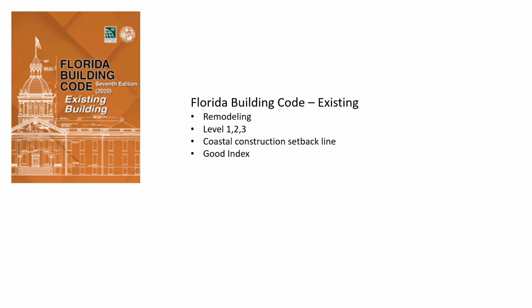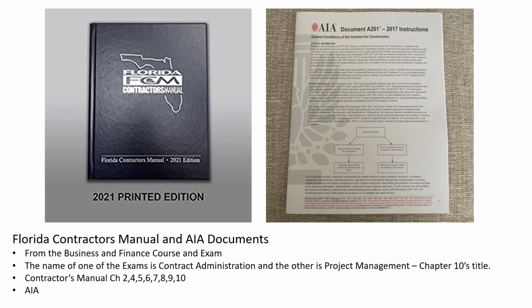Okay, Florida Building Code, Existing Building. It's about remodeling. You have different levels of remodeling depending on the percentage of the building that you're remodeling. They talk about the coastal construction setback line in this particular manual, but they also talk about it in the residential and building volumes as well. It's got a good index, just like all the other code books do, except for the accessibility, remember. You may not even get one question out of it. But if it's about remodeling, there is a possibility that you will get a question out of it. Don't spend a lot of time on it.